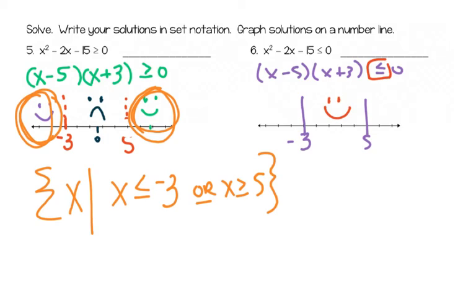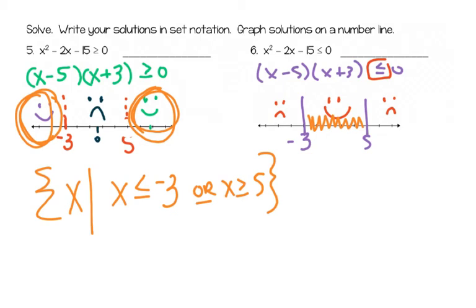Last time it was a frowny face because I wanted it to be greater than 0, but now it's a happy face because I wanted it to be less than. So by the same token, those intervals do not work. So where are my solutions? My solutions this time are between negative 3 and 5.